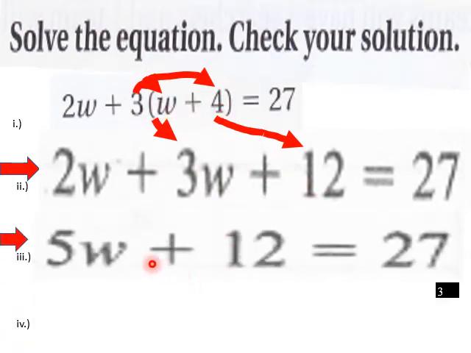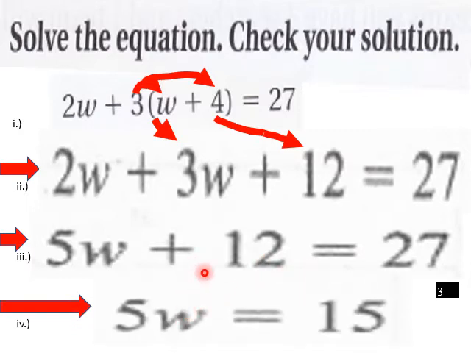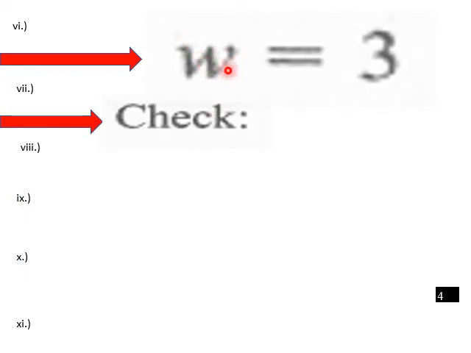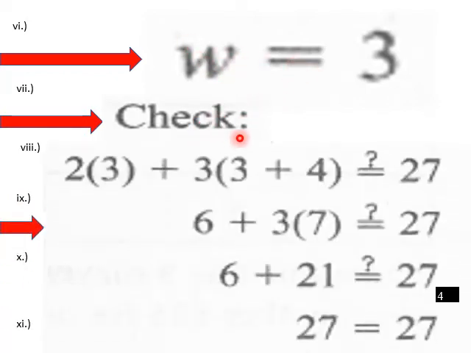Okay, so now we combine like terms. So we have 5w plus 12 equals 27. And then we subtract 12 from both sides. We have 5w equals 15. And then we divide through by 5, and we get w equals 3. And then here's our check. So we plug in 3: 2 times 3 plus 3 times the quantity 3 plus 4. Does that equal 27? So we have 6 plus 3 times 7. Does that equal 27? 6 plus 21, does that equal 27? Yes, 27 equals 27. So it all works out.